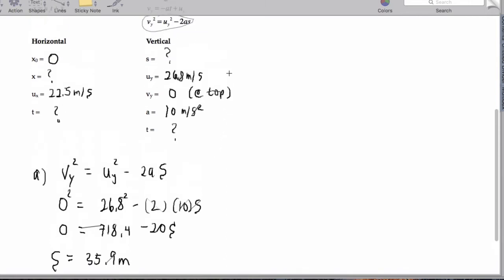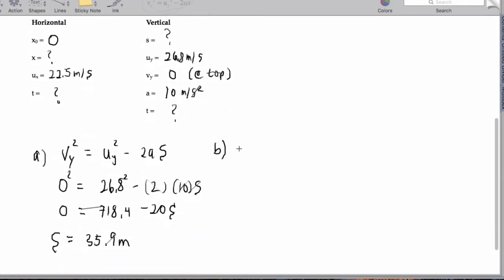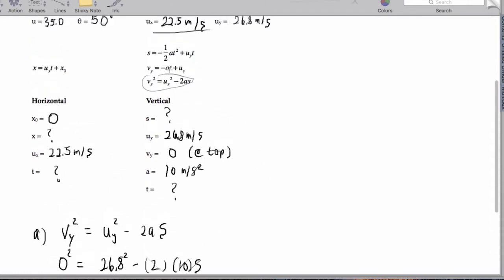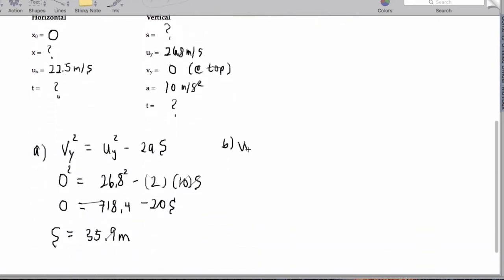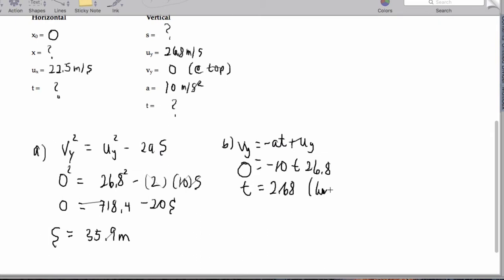Next, we're going to do part B. We're going to get the hang time. Let's be clear on what the formula is. I get it from here. So that's, for part B, vy equals negative at plus uy. Now vy at the top is 0, and that equals negative 10 times t plus uy, which is 26.8. I'm going to skip some of the algebra. When you get the time, you're going to get 2.68, but that's just for the time up.